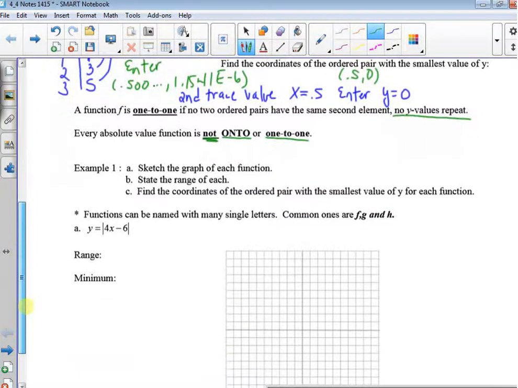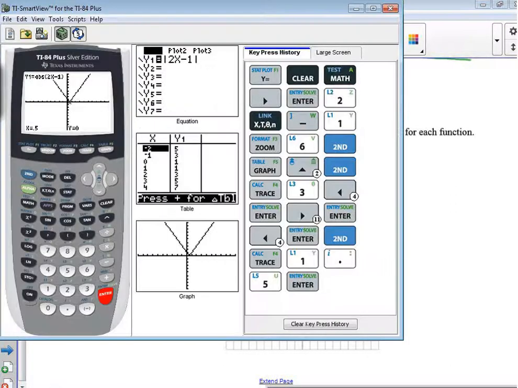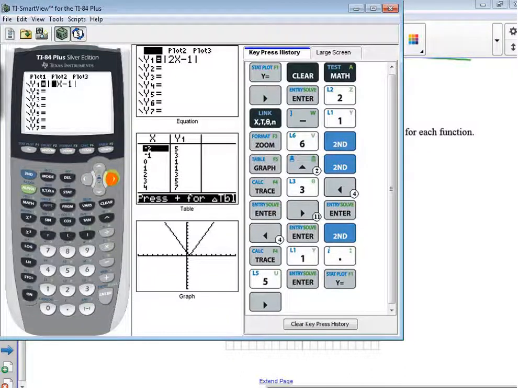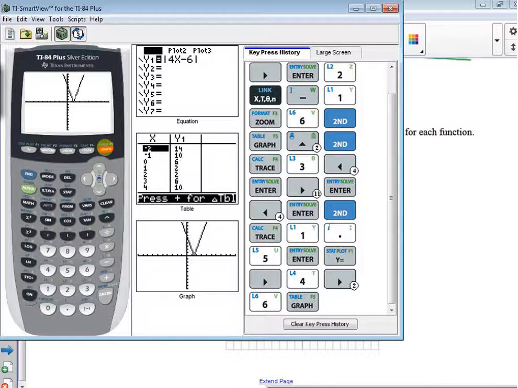Okay, so more practice here sketching the graph. Sketch the graph of each function. So let's go back through our steps again. So I'm going to go to my calculator again and go into y equals, and in there I'm going to enter 4 on top of the 2, and on top of the 1 I'm going to do 6. And graph this time. And again, you see the minimum.